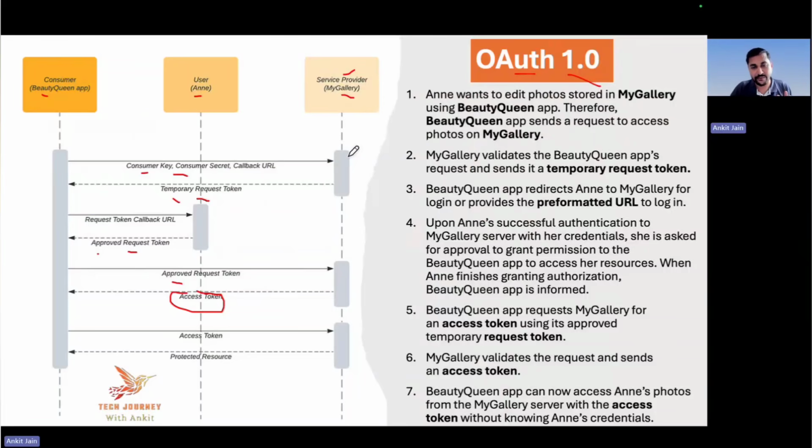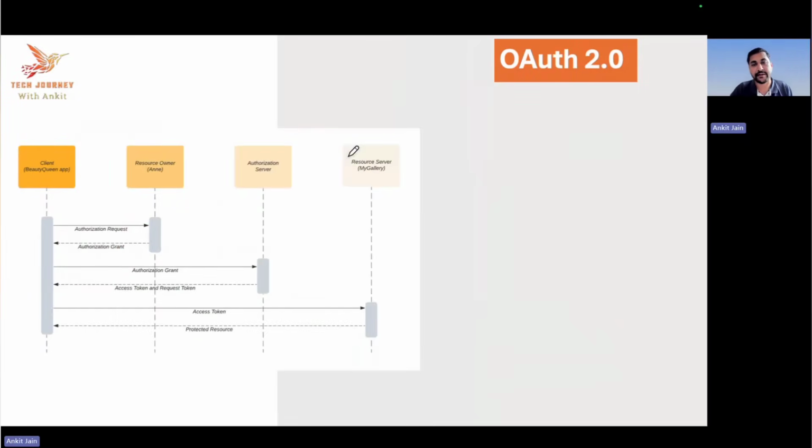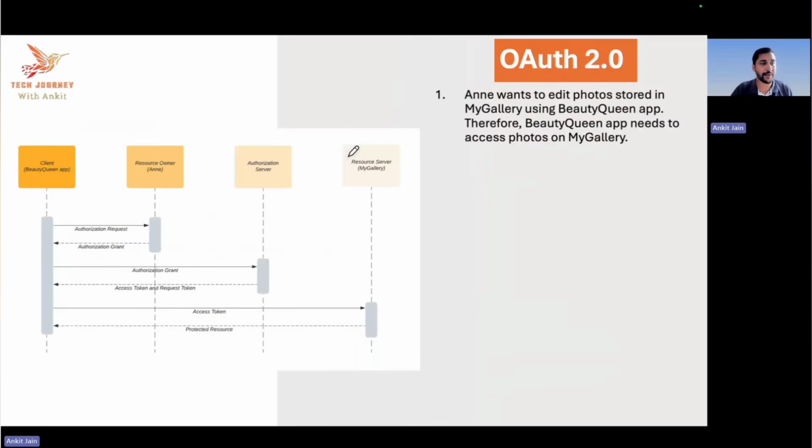Now this complete flow is referred to as OAuth 1.0, and why it is referred to as OAuth 1.0, I will come back to in a minute. But before that, let's try to understand how the same thing can be drawn in OAuth 2.0. So, very first thing, what will happen now?